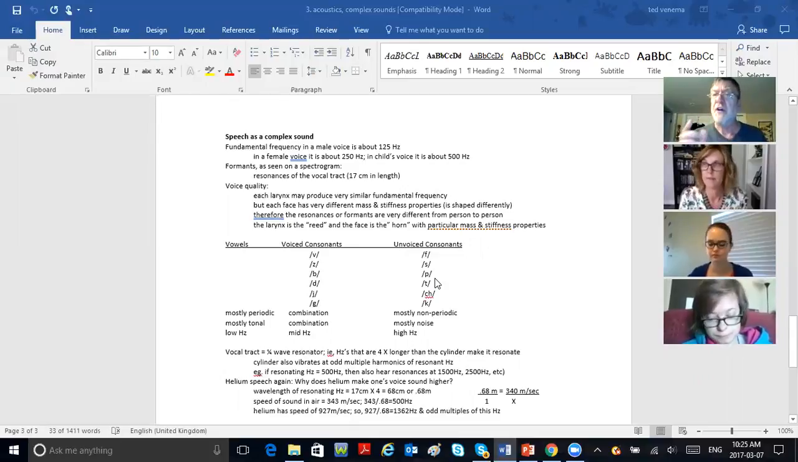Unvoiced consonants are high in frequency, and they're also soft. They're very soft. And they're noise. Look at that. Look what it says underneath. Non-periodic, mostly noise, high frequency. Well, guess what? What do most elderly people have with hearing loss? What kind of hearing loss do they have? Where is their hearing loss most pronounced? In your audiometry, have you studied this yet? Have you studied that lovely word called presbycusis?